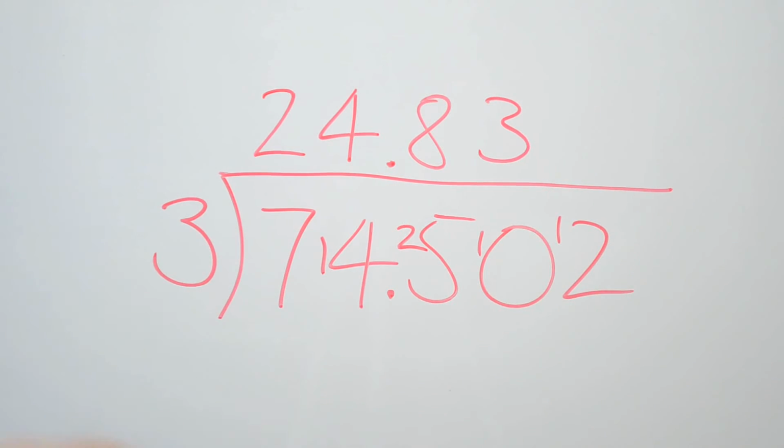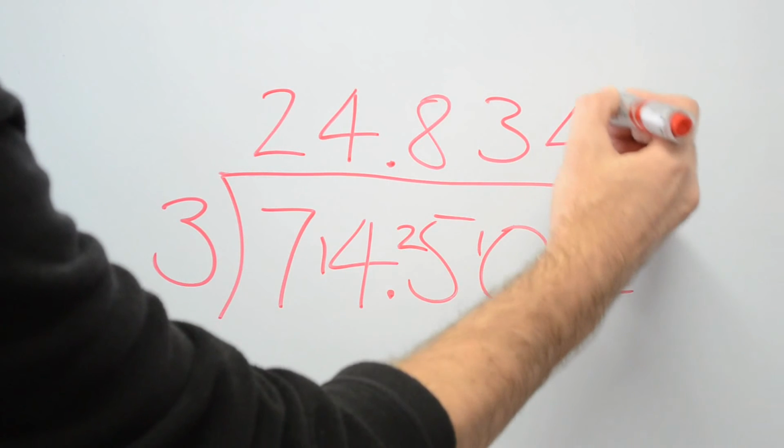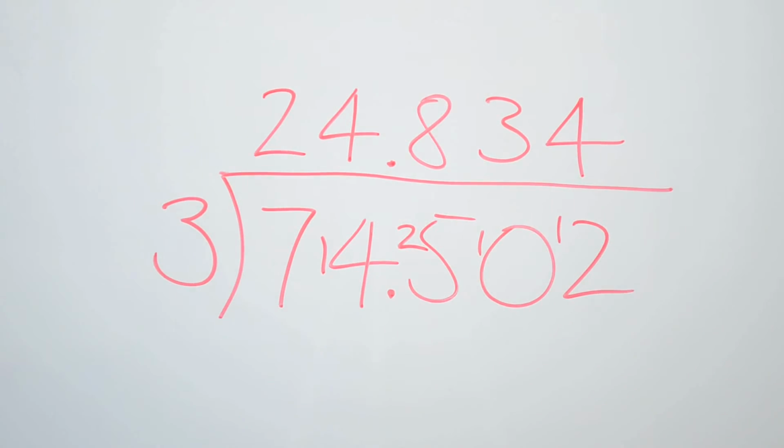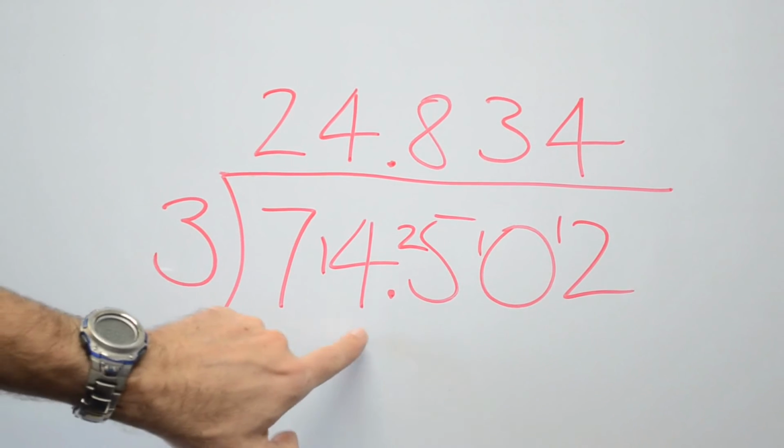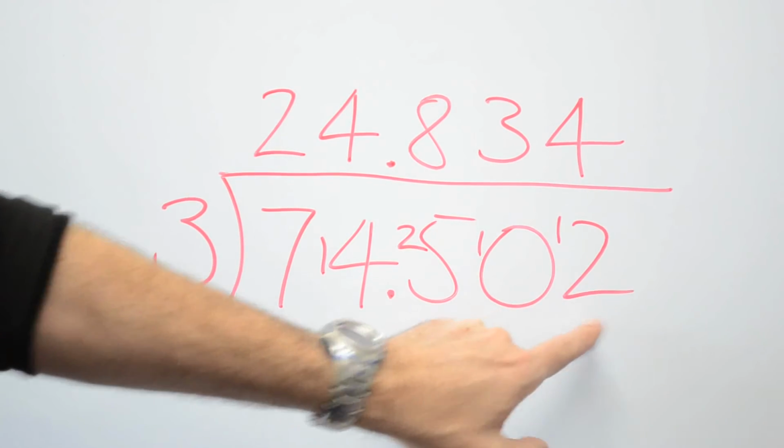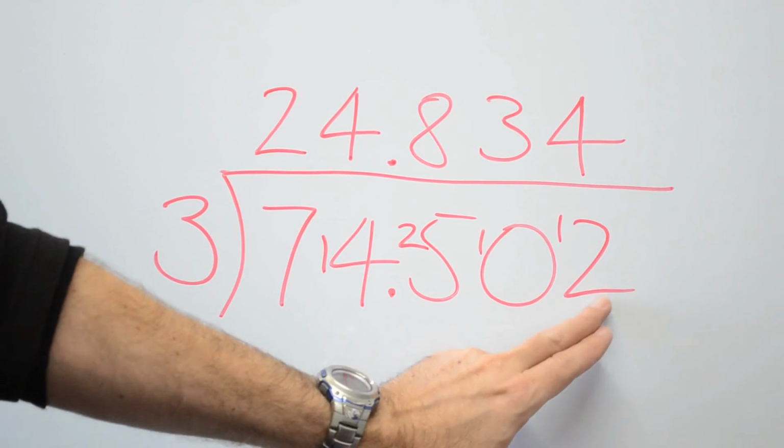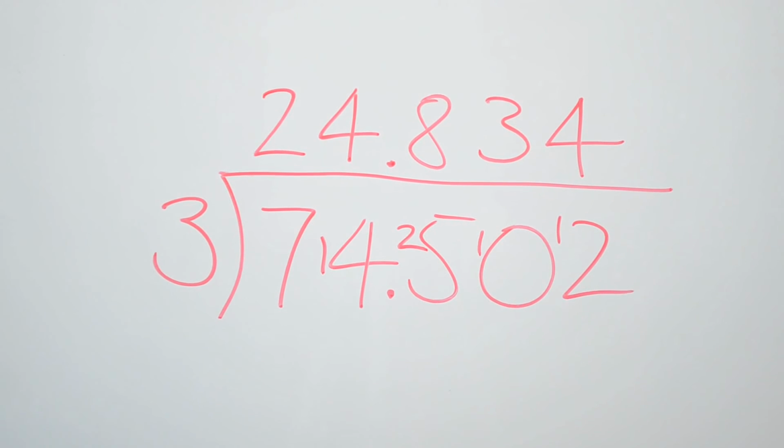Then last of all, 3 goes into 12. 4 times. Nice and neat. So, we had 74.502, a very small decimal number at the end. These are thousandths. Then we divided that number by 3 to get 24.834. Excellent. Well done, you guys.